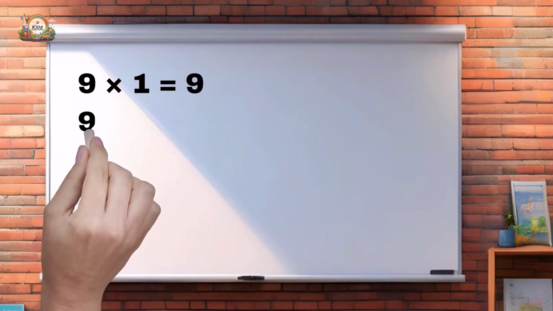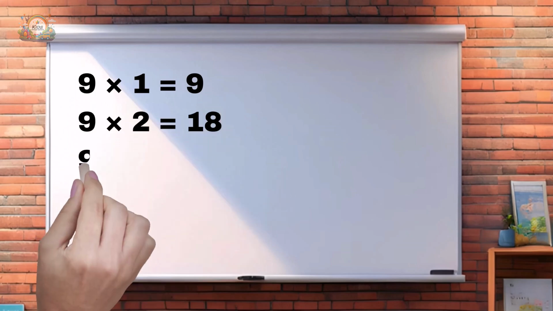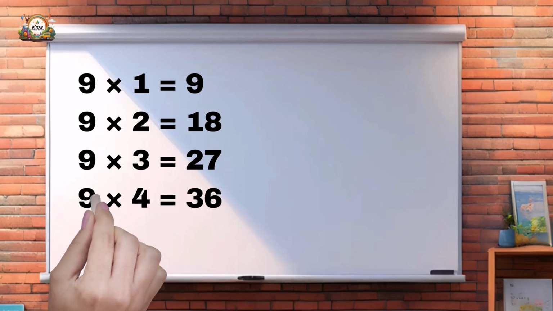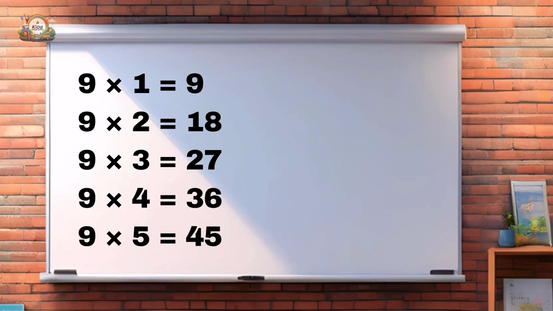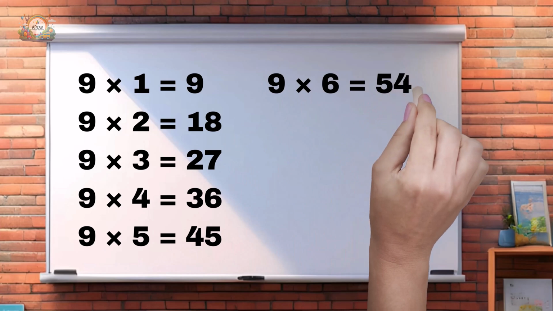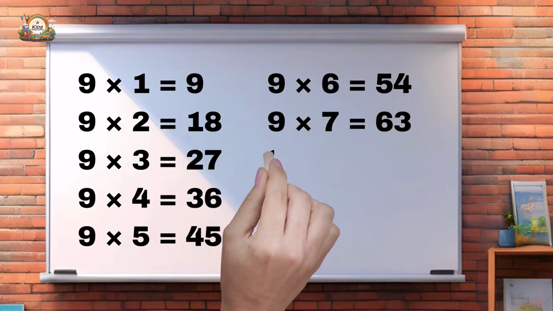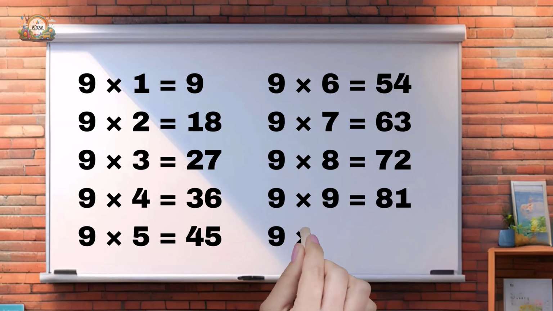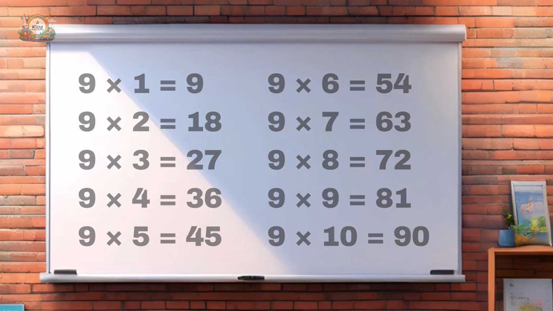9 ones are 9, 9 twos are 18, 9 threes are 27, 9 fours are 36, 9 fives are 45. 9 sixes are 54, 9 sevens are 63, 9 eights are 72, 9 nines are 81, 9 tens are 90.